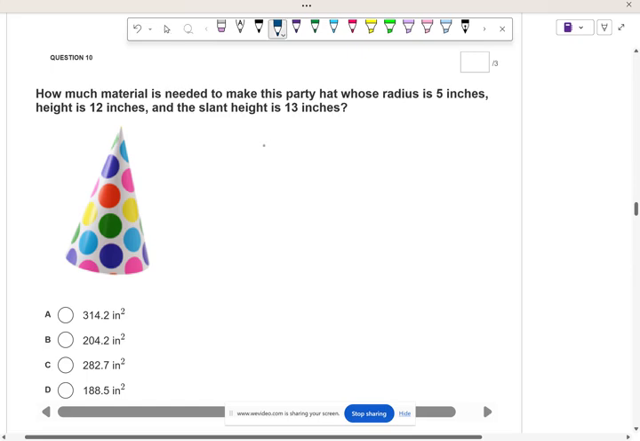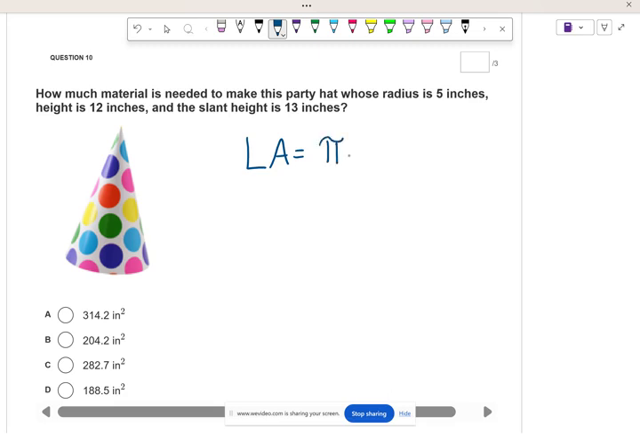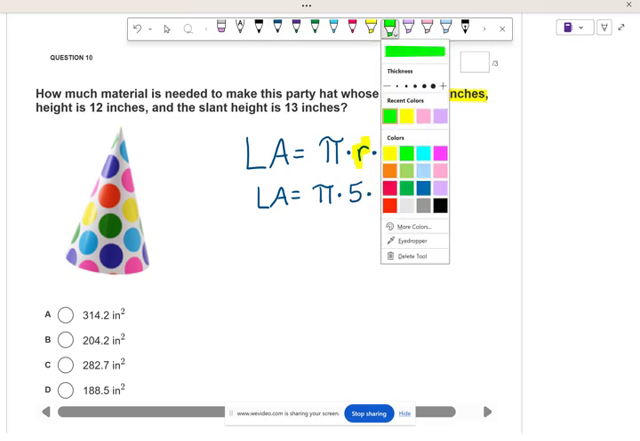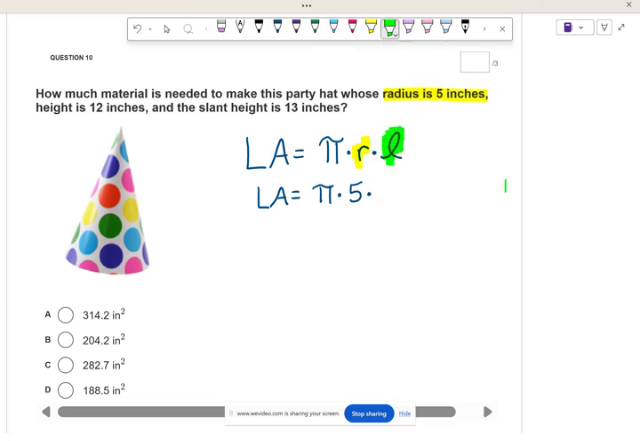And when you don't cover the bottom, that would be lateral area. So look up the formula on your formula sheet for the lateral area of a cone. That is pi times r times L. And they told us every single dimension in the direction. So let's go find the radius. The radius is 5. L is the slant height. And they tell us the slant height is 13.